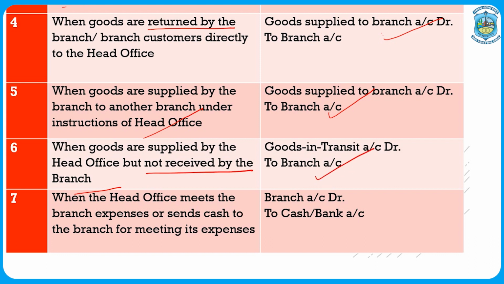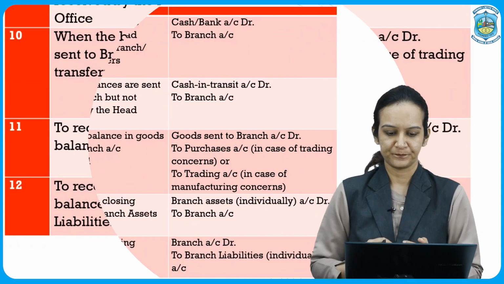Then when head office meets the branch expenses or sends cash to the branch for meeting its expenses. We know that the dependent branches are not only dependent upon the head office to get the goods that are further being sold by them, but they are also dependent upon the head office to get the cash that they use to meet their different expenses. So when the branch gets the cash from the head office, the entry is branch account debit to cash, or to bank account in case of checks.